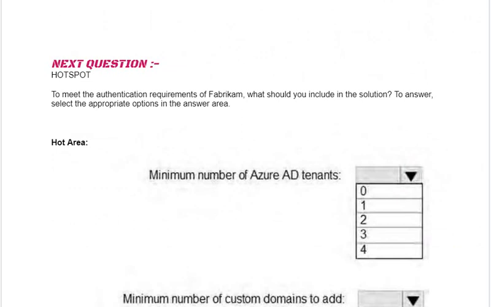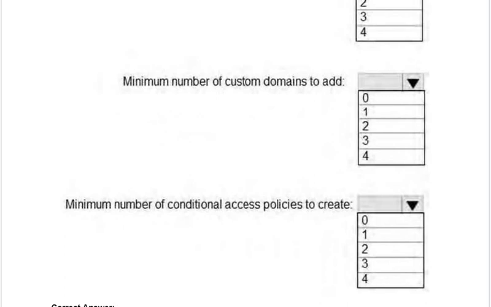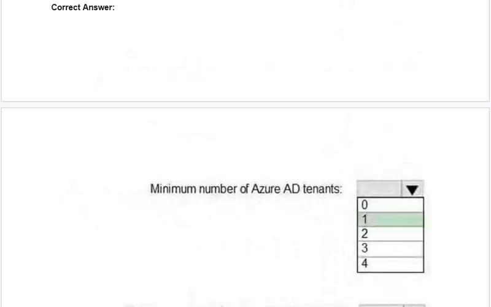Next question is, to meet the authentication requirements of Fabricam, what should you include in the solution? To answer, select the appropriate options in the answer area. This is the answer area. And this is the correct answer.